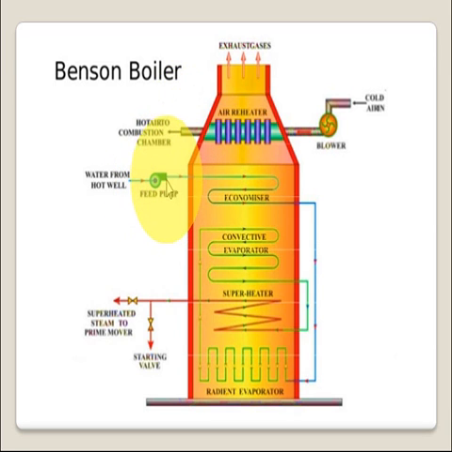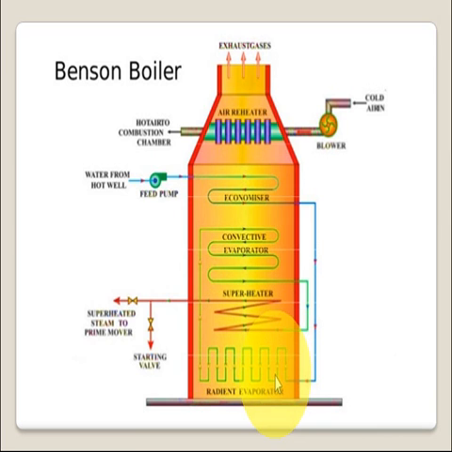This is a feed pump which draws the hot water from the hot well and supplies it to the economizer. In the economizer, feed water absorbs heat from the exhaust gases and gets slightly heated, and then the feed water is supplied to the radiant heater, where some water evaporates and wet steam is formed in the radiant evaporator.